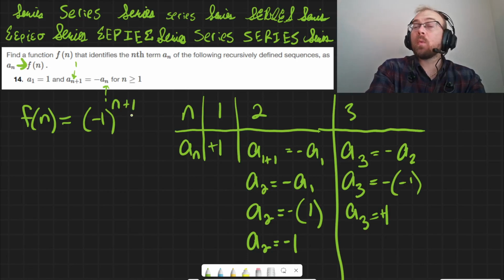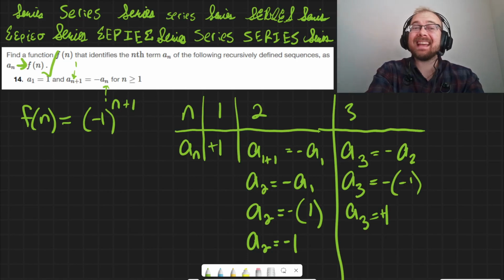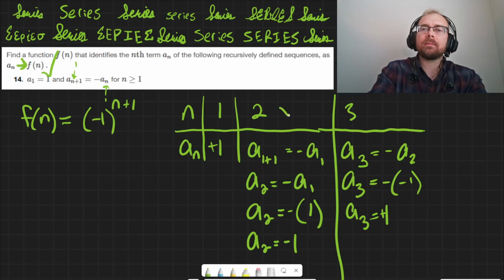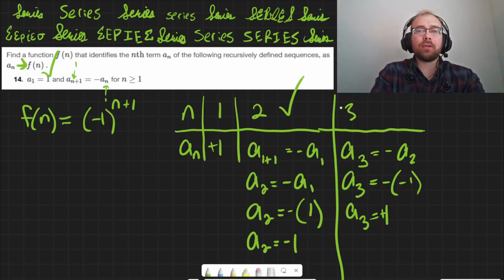Plug in 1, so 1 plus 1 is 2. Negative 1 squared is positive 1. Okay, check. The first term is 1. We know the second term is negative 1, so if I plug in 2, 2 plus 1 is 3. Negative 1 to the third power is negative 1, so my second term would be negative 1. Okay, good. And then it looks like it would work again for 3. N is 3, so 3 plus 1 is 4. Negative 1 to the fourth power would be positive 1. So that checks out there as well.